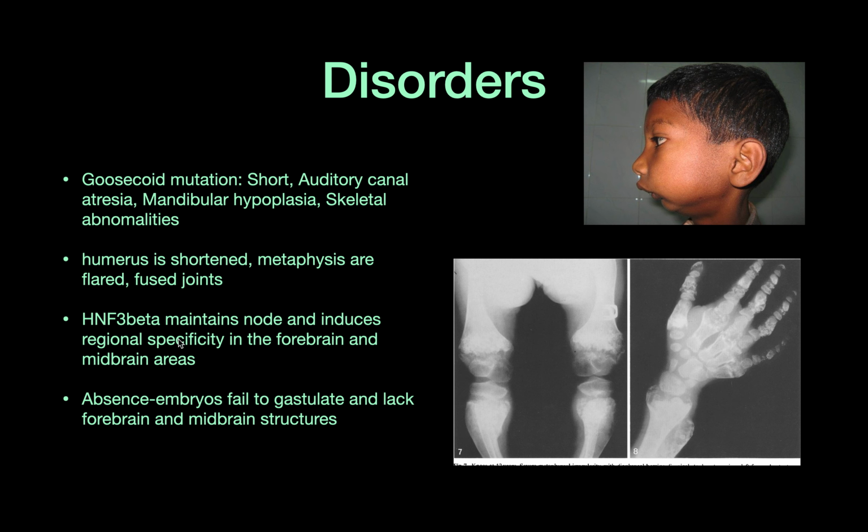HNF3 beta maintains the node and induces region specificity in the forebrain and the midbrain area. So this is an important gene for brain development, and in its absence, the embryos fail to gastrulate and lack forebrain and midbrain structures. These embryos are non-viable and will not be able to survive past about week 4 of development.